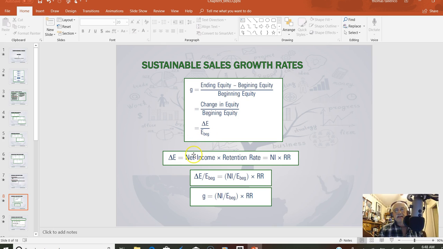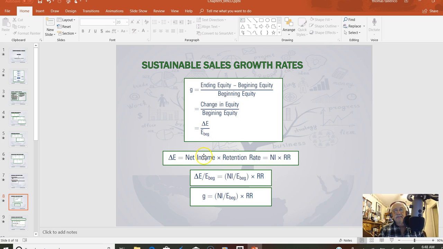Now, another way to write this is the change in equity is net income times the retention rate. Now, the retention rate is how much money you're keeping, right, in the company, right? So the best scenario would be a retention rate of what? One. That means you're retaining what? All the money. Is everybody clear about that? And you're not giving out dividends or anything else. So you write this as NI times RR, short for retention rate.